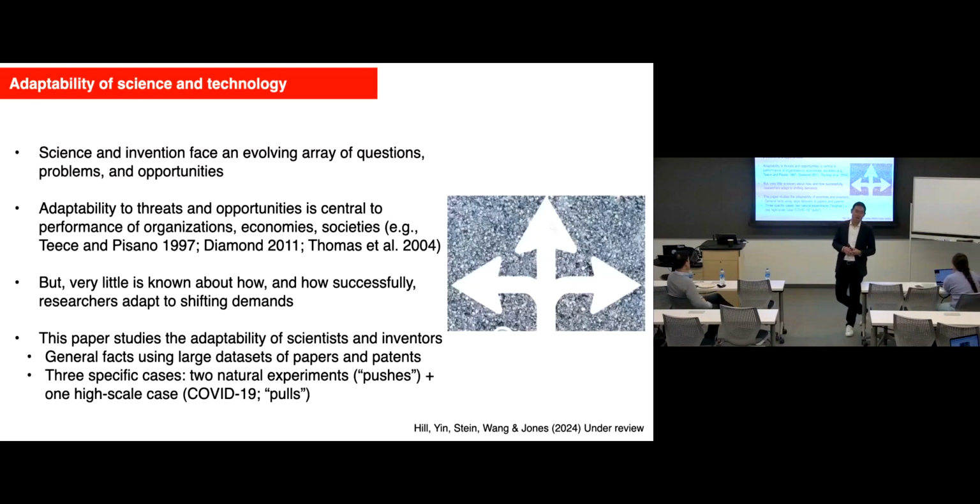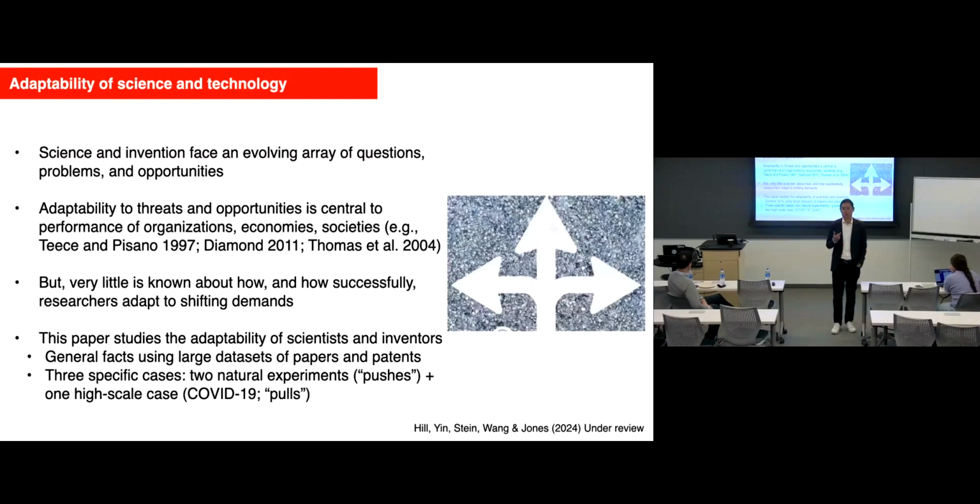So in this paper, we study adaptability, and we're going to do this at different levels of evidence. First, we're going to do general fact finding. General fact finding is just using large-scale data sets of old papers and patents to see if there's a pattern that robustly emerges, right? And second, building on that pattern, we're going to do 3 case studies. These 3 case studies are going to strengthen the causal interpretation of what we find.